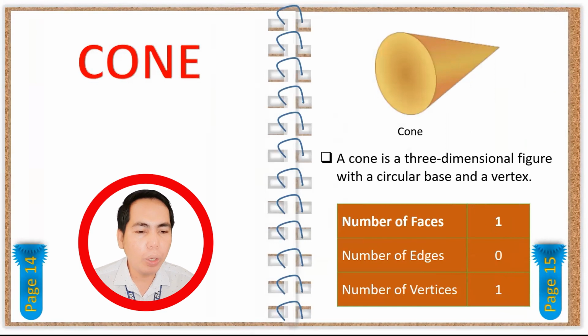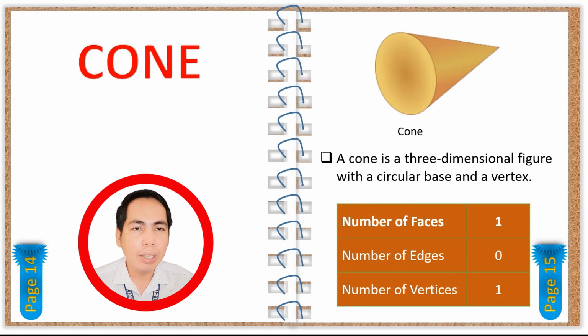Now, let's have a cone. A cone is a 3-dimensional figure with a circular base and a vertex. Now, a cone is not a polyhedron because it has a circular shape. For a cone, we have one base, and that base is circular in shape, and that is also the face of the cone. So, in other words, a cone has one face.